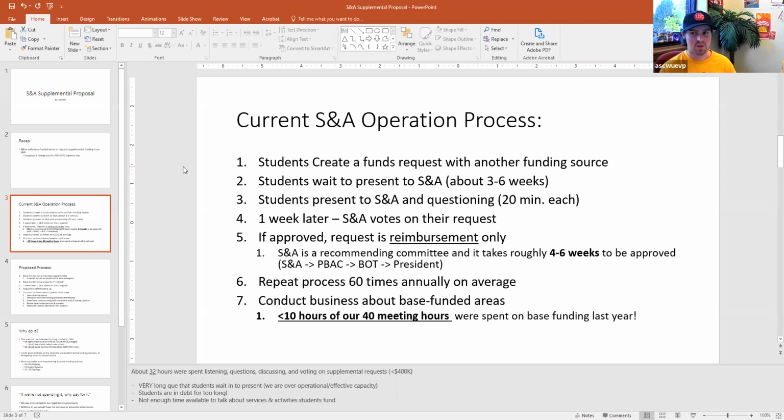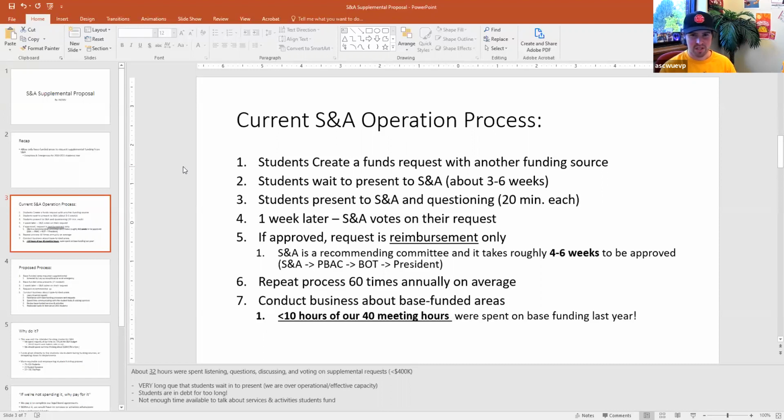S&A is only an approval or recommendation committee. So S&A recommends, saying yes, we passed this, we want this supplemental to go. That goes to PBAC, which only meets every so often, so that slows it down. Then it goes to the Board of Trustees and ultimately the president. And that whole process is about 4 to 6 weeks.